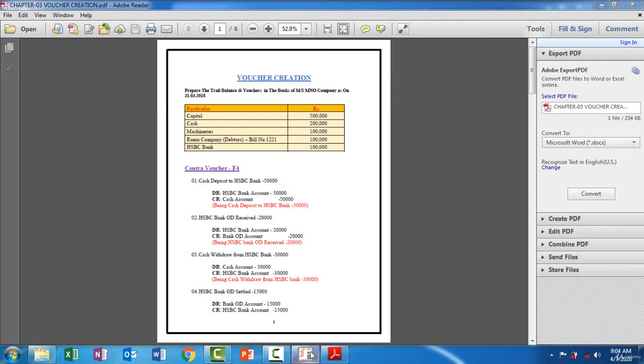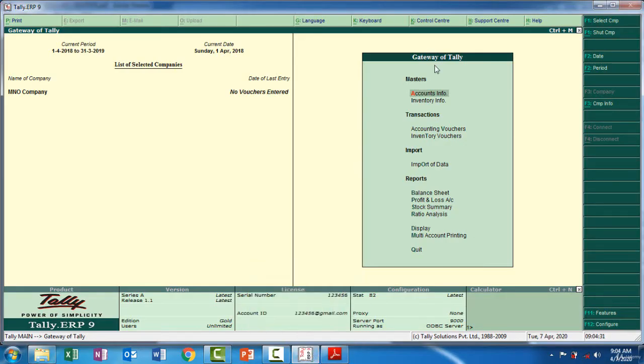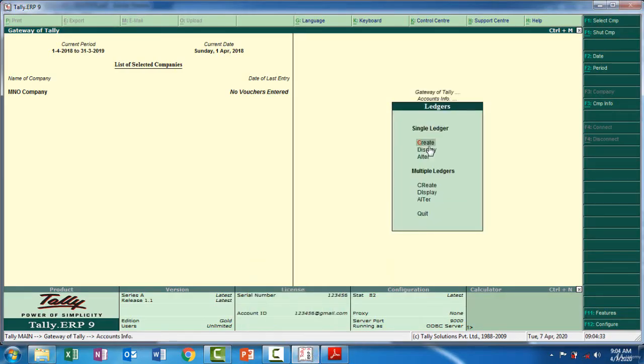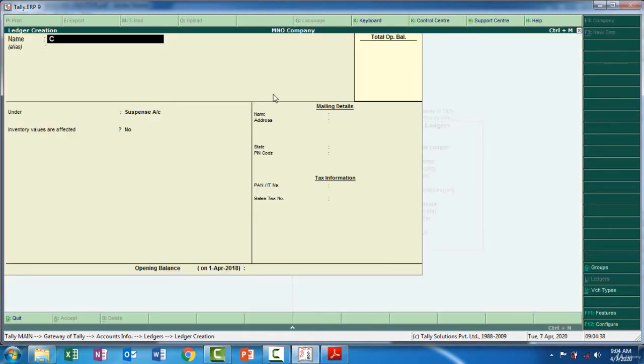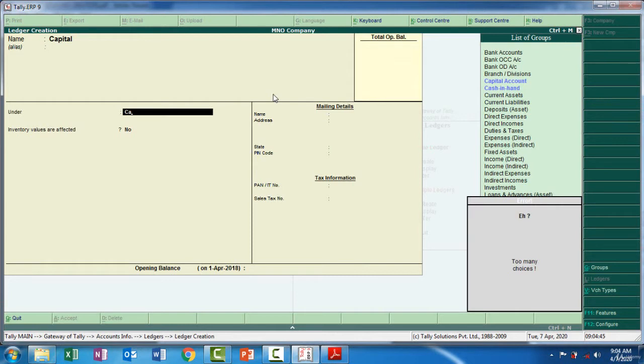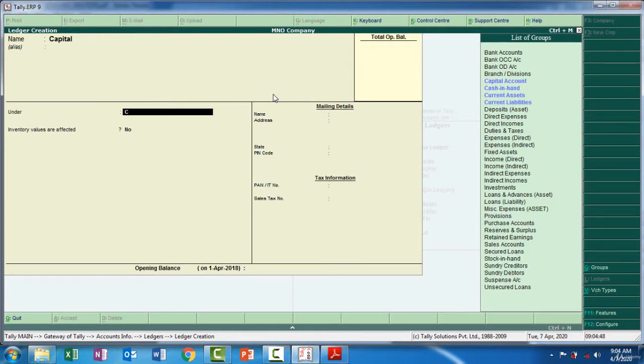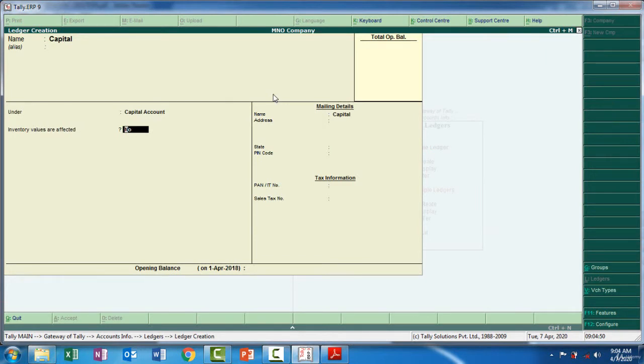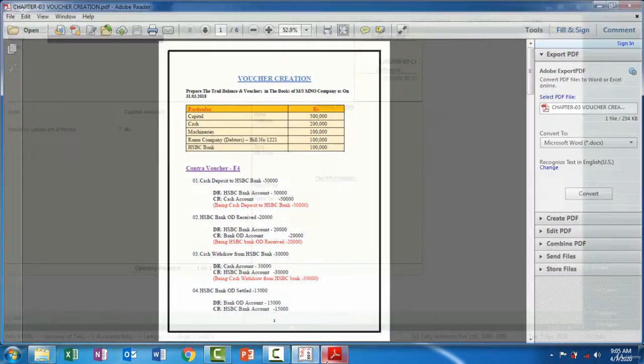So how can we enter it? We have already studied it. Go to Accounts Info, Ledger, Single Ledger, Create. So I'm going to type capital account. You can see the capital, and then how much? 500,000 credit. Yes.